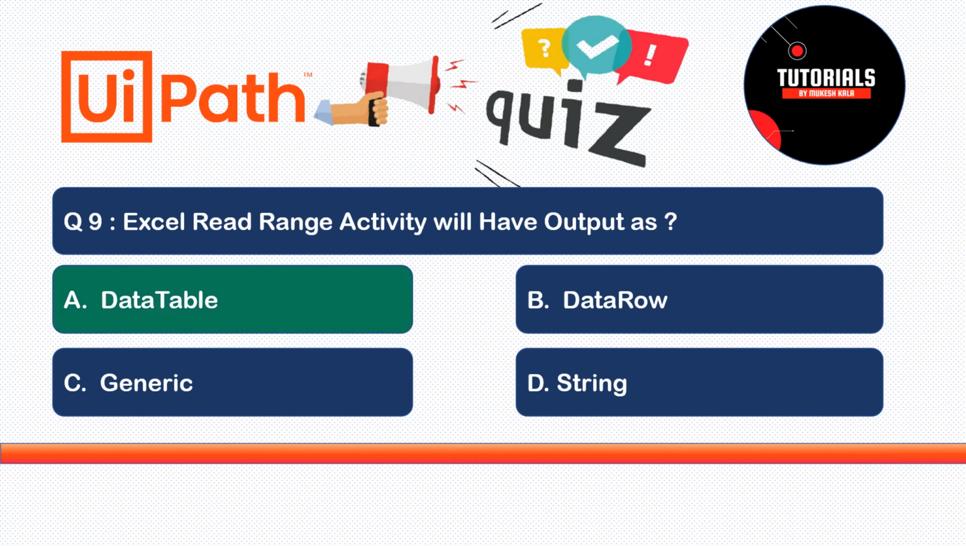So the correct answer is the read range activity in UiPath will give you a data table. The data table will be a collection of rows and columns, and the entire data of the Excel will be stored in a data table. It would not be a string, data row, or a generic.